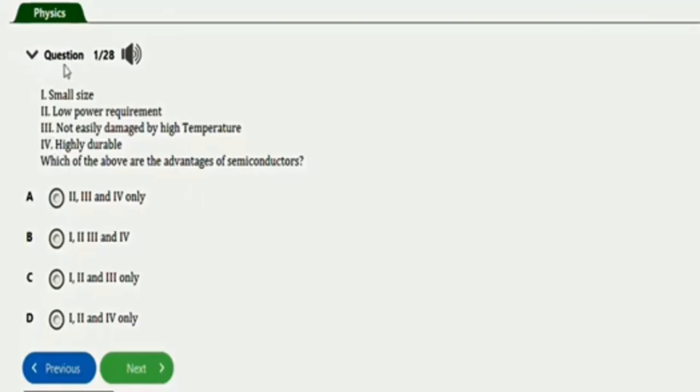The first question I have here says, which of the above are the advantages of semiconductors? We have small size, no power requirements, not easily damaged by high temperature, highly durable. So the right option to this question will be the one that has all of them, which is option B. Basically all the lists we have here are correct, so option B is the right one: I, II, III and IV.